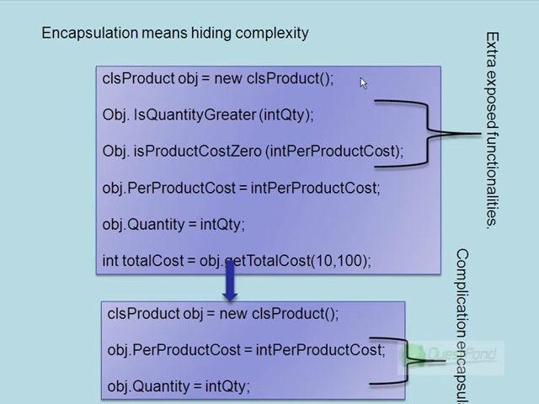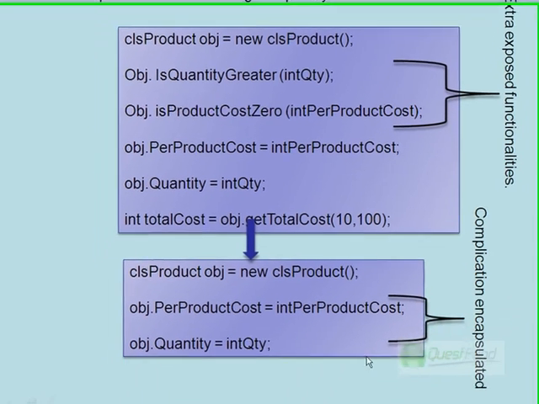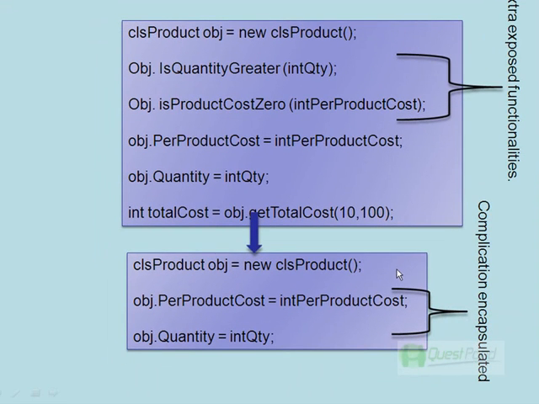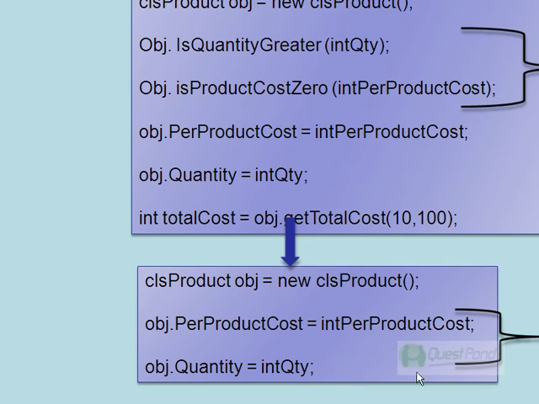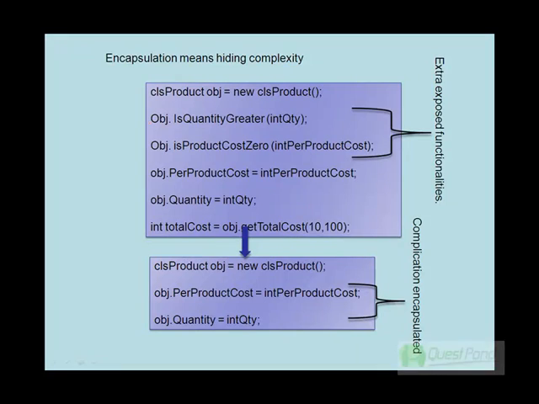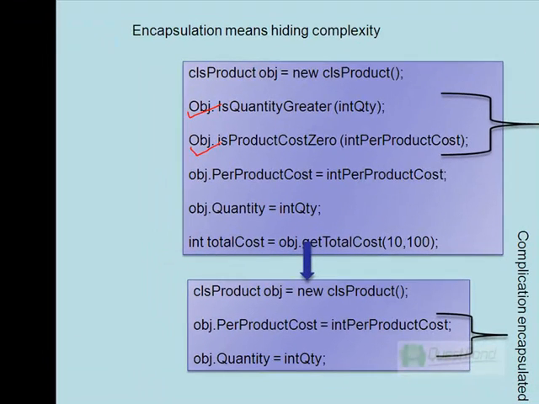Let's try to understand what we have gained by encapsulation. On your slide you can see that there are two code snippets. The top code snippet shows without encapsulation, and the bottom code snippet shows with encapsulation. You can clearly see that without encapsulation you need to interact with so many statements, while with encapsulation you need to interact with just 3 statements. Over here you need to interact with 4 different kinds of functions. You need to check is quantity greater, is product cost 0, and then set the per product cost and the quantity. But with encapsulation you just need to set the per product cost and quantity, and all the complications of checking the quantity or the product cost are completely inside the object itself. So encapsulation means hiding complexity.